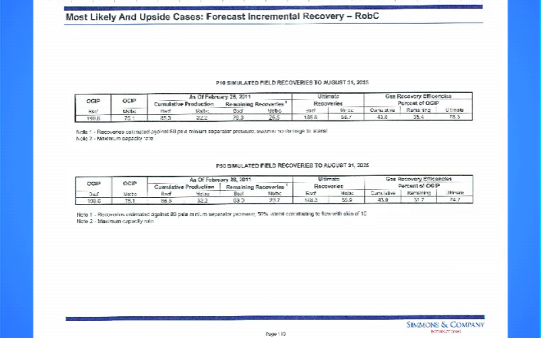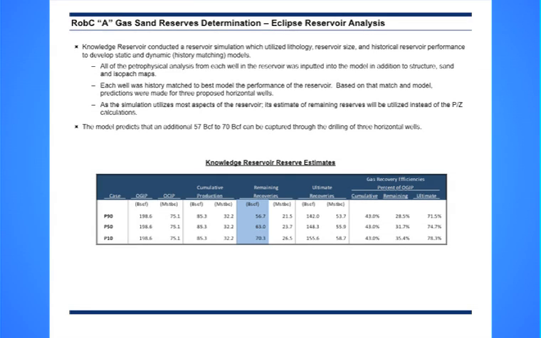The criteria for the P50 most likely case are the maximum capacity rate of 10 million cubic feet per day per well and recoveries estimated against 85 psia minimum separator pressure with no minimum flowing bottom hole pressure. For the P50 case, we are assuming lateral damage, that is, only 50% of the lateral contributing to flow with a skin of 10.